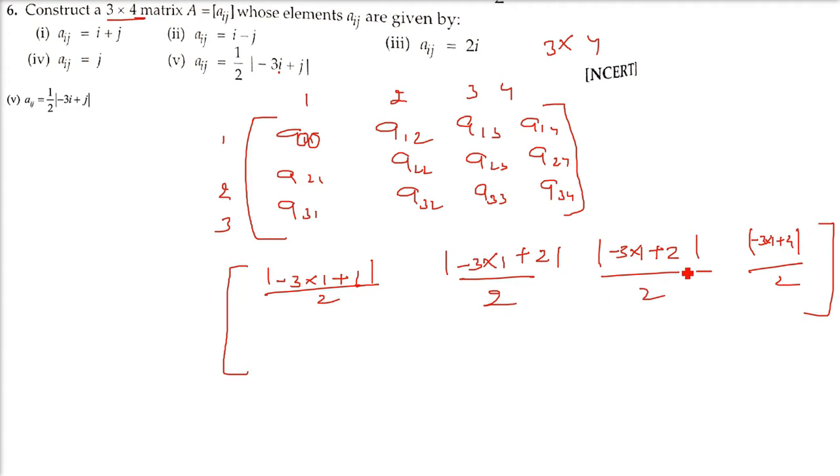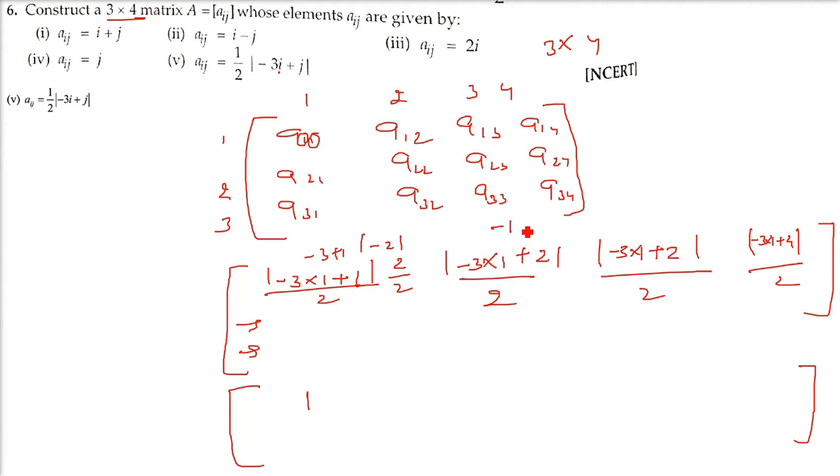So I'm just going to tell you the first row, and for the second and third row, I hope you will be able to do it yourself. So this will be minus 3 plus 1, so minus 2, and mod of minus 2 is 2, 2 by 2 is 1.